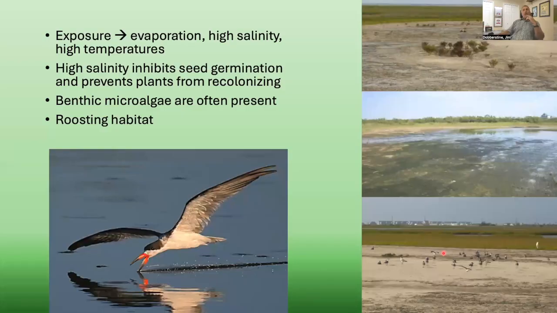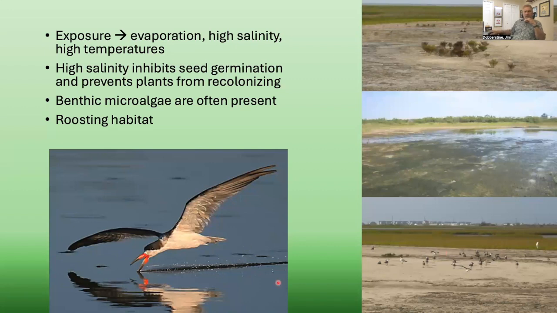One of the things also is that there's inhibition that occurs because of the salt, right? High salinity inhibits seed germination. The higher the salinity, the lower the seed germination, and that prevents plants from recolonizing. There's a lot of literature out there. I'll try to remember to put some links in here so you can read some of that if you're so inclined.